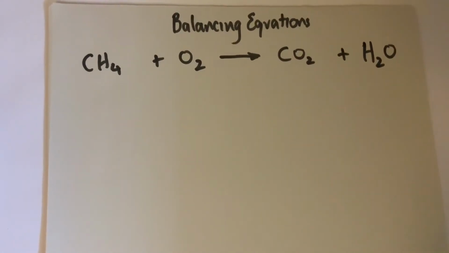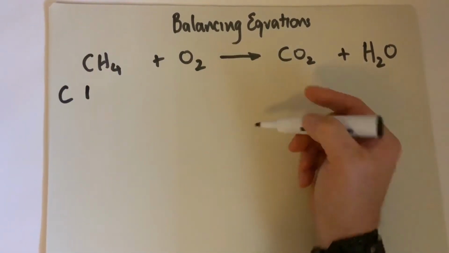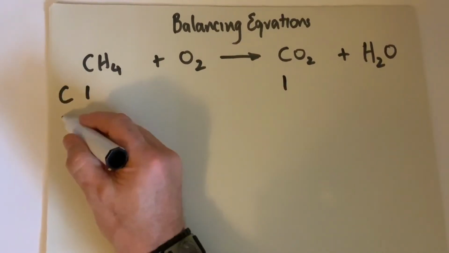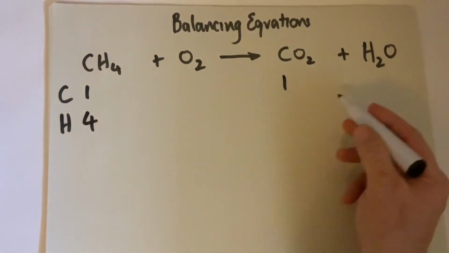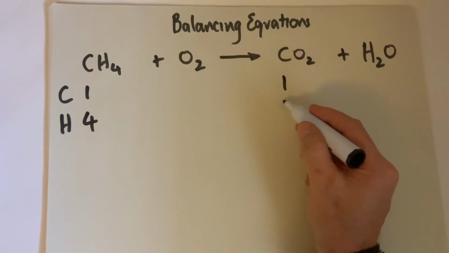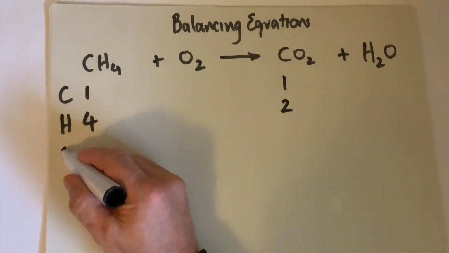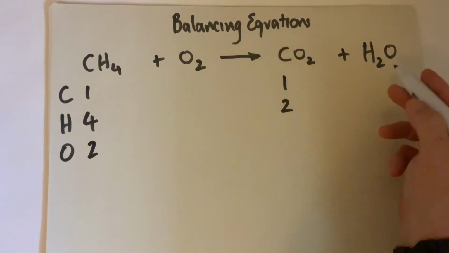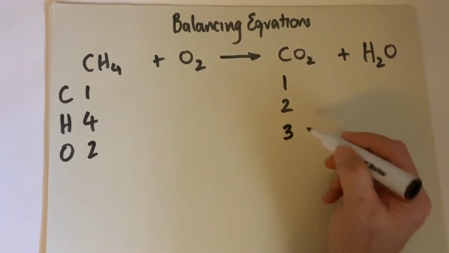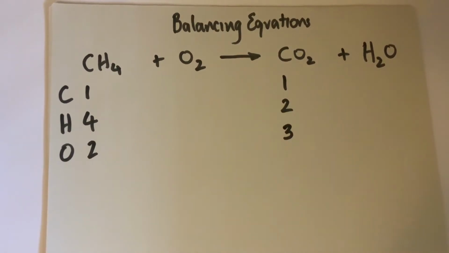We have here the equation for the burning of methane gas in oxygen. And again, to balance it, if we look at carbon: on the reactant side, we have 1. On the product side, we have 1. Hydrogen: on the reactant side, we have 4. Look across here, on the product side, we only have 2. Oxygen: on the reactant side, we have 2. On the product side, we have 3. You can see it does not balance.